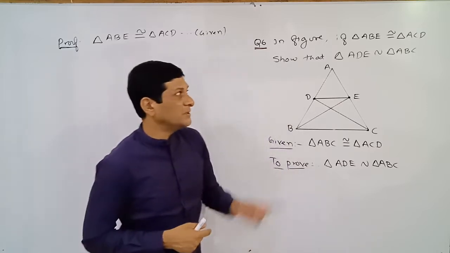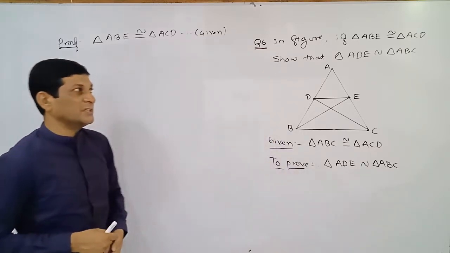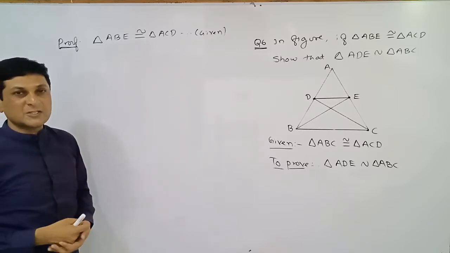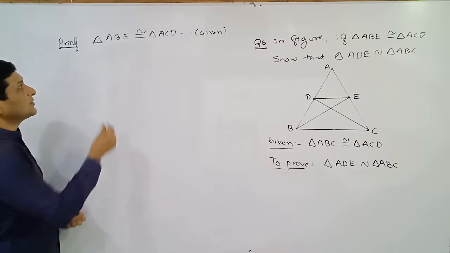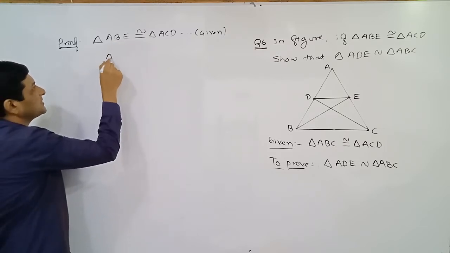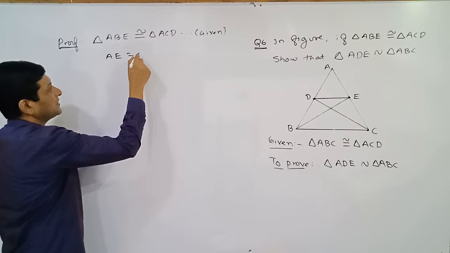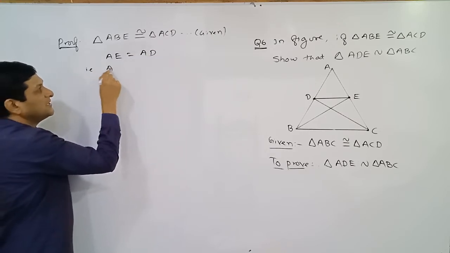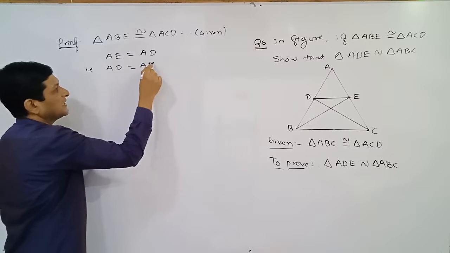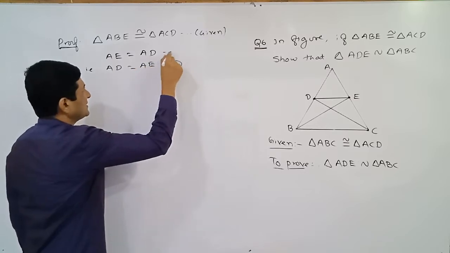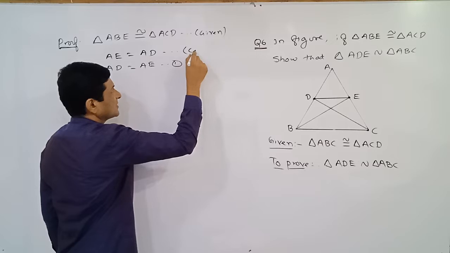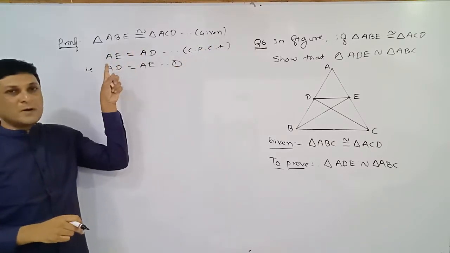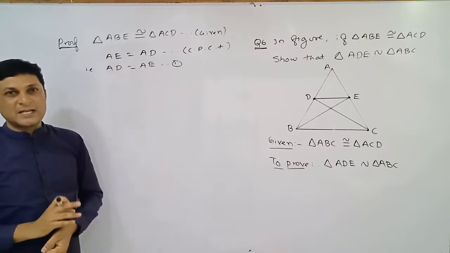So now let us make use of the given condition here. These two triangles are congruent. If two triangles are congruent, then definitely the corresponding sides are also equal. So here we can say that AE is equal to AD. That is, it can be written as AD is equal to AE. Let us denote it by equation number 1. This result is nothing but corresponding parts of congruent triangles. So these two triangles are congruent, that's why these corresponding sides are equal.